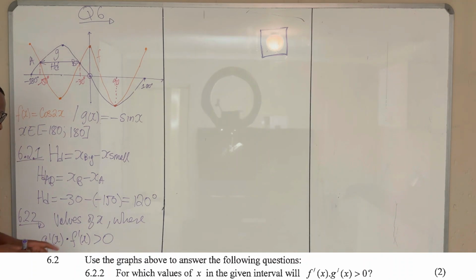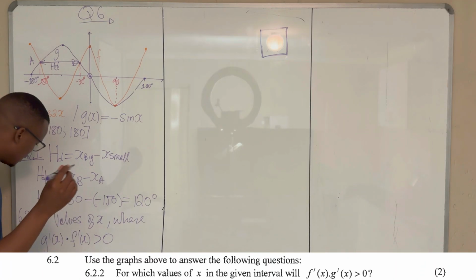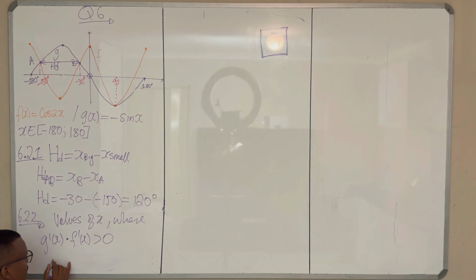So they want you to find the values of x for which the product of these two things is greater than 0. So you need to remember your calculus here. Now the question is, what does g prime or h prime represent?